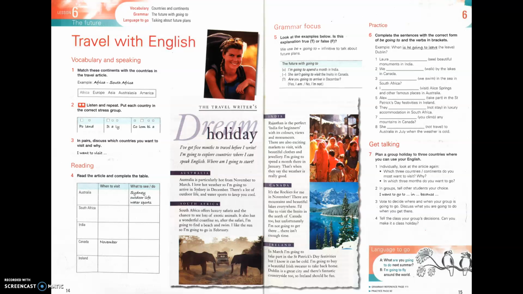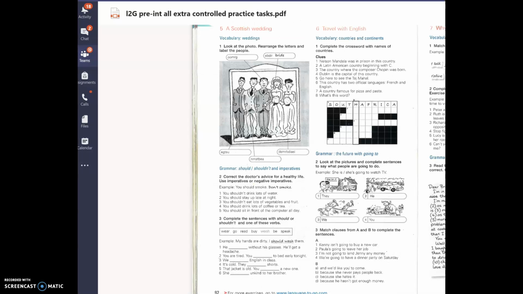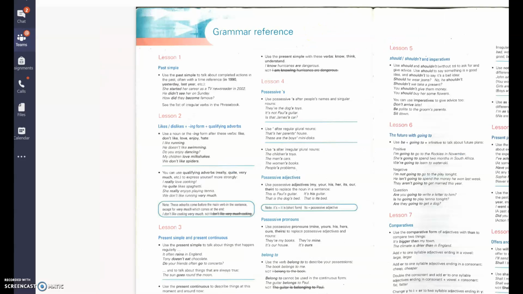Here's the students page. And you've got the teacher's book notes here, some really useful notes on the language in this particular lesson as well, so do have a look at that. Remember that for Language to Go, there are some additional controlled practice tasks for each lesson. You'll find this on Teams under class materials, and just scroll down to find lesson number 6. Okay, I'll come back to that later.